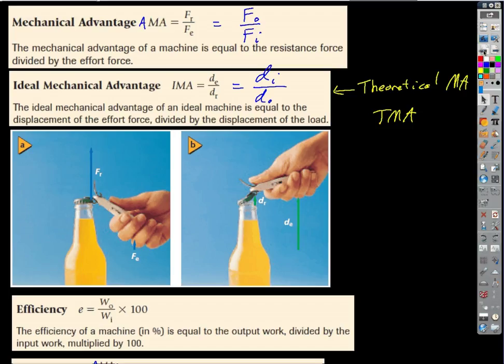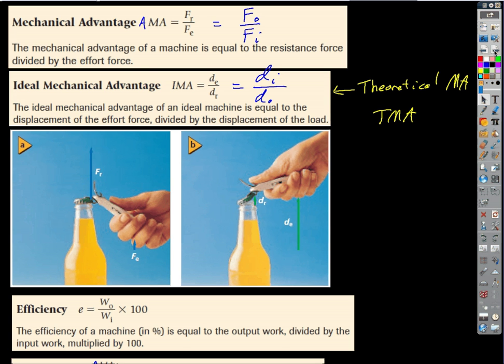Greater than one, right, because actual mechanical advantage is the ratio of output force over input force, but ideal mechanical advantage is the ratio of input distance over output distance. That makes sense, right? Because you increase force at the expense of distance and vice versa. They're inversely related. So if the output force is bigger than the input force, then the input distance must be bigger than the output distance, right?